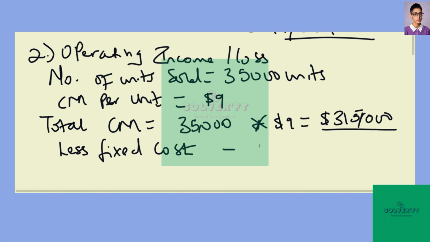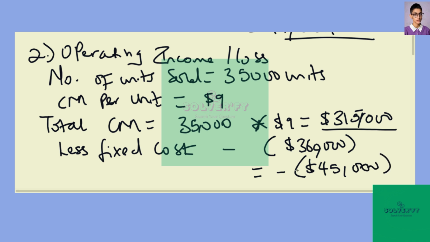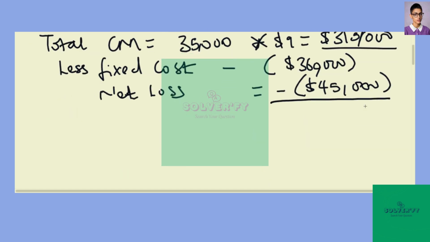And we're going to subtract the fixed cost. And mind you, fixed cost is $360,000, right? So when we subtract this from this, we're going to have a minus, because 315,000 minus 360,000 will give you a minus. So it will be minus 45,000. So obviously this is not a profit. This is going to be a net loss. So this is the operating loss, not the operating income. So we have an operating loss of $45,000. Moving on to the next question.